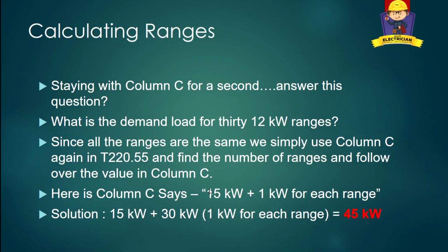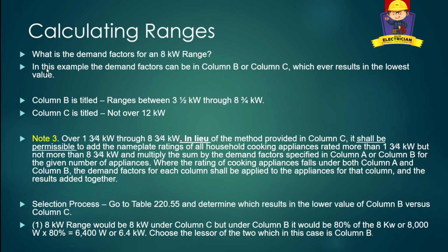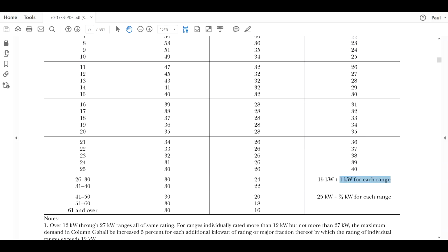You come across and you follow what it says under column C. That's pretty simple. Now, what is the demand factor for an 8 kW range? Well, let's real quick go back to the code because we're looking for an 8 kW range. So we've got to establish what column we're working in. All right, so let's go back to the code.